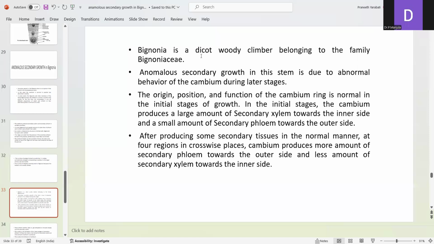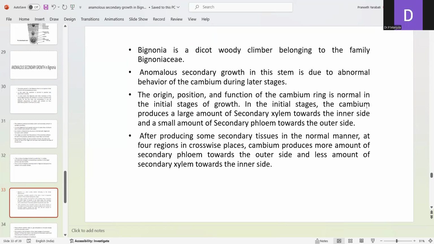Bignonia is a dicot woody climber belonging to the family Bignoniaceae. Anomalous secondary growth is due to the abnormal behavior of the cambium during the later stages. Earlier it is normal, but later it behaves abnormally. The origin, position, and function of the cambium ring is normal in the initial stages of growth.